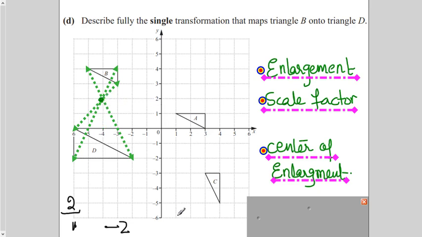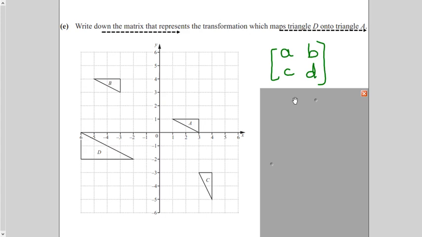-4, 2. So my center of enlargement is -4, 2. So when you're describing fully a single transformation, which is like the case of enlargement, make sure you do tell all these three things in the description: your center of enlargement, your scale factor, and say that it is an enlargement, right?